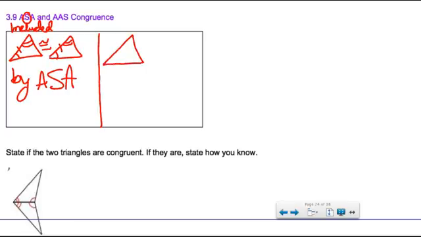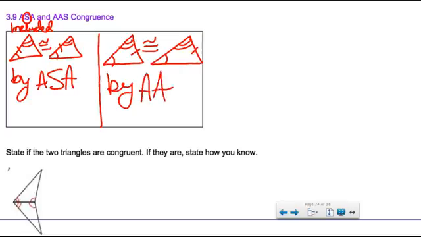And our last one, angle, angle side. So this goes angle, angle, non-included side. And if my markings on the next triangle were angle, angle, non-included side, then I can say these are congruent by angle, angle, side. You'll notice there's no angle, angle, angle, and here's why.